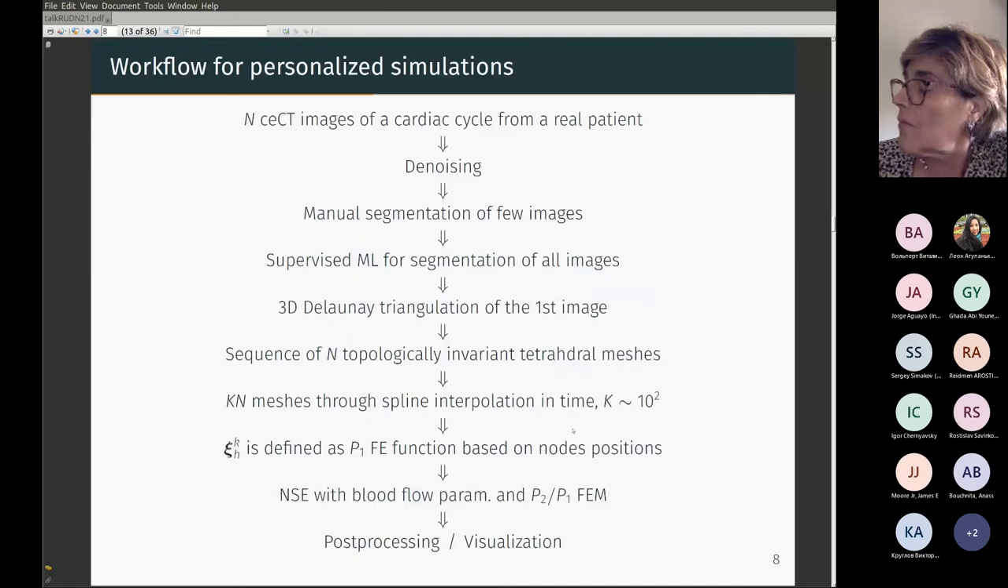Now I switch to the workflow for personalized simulations.